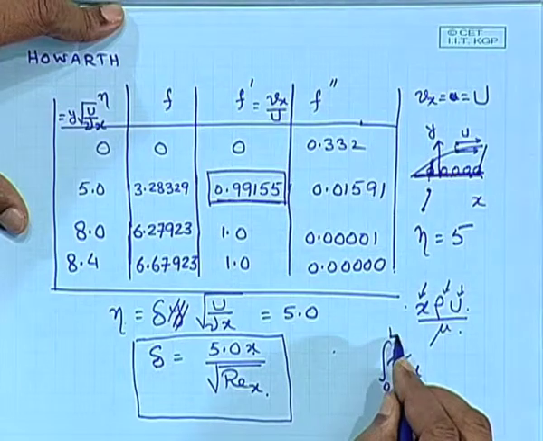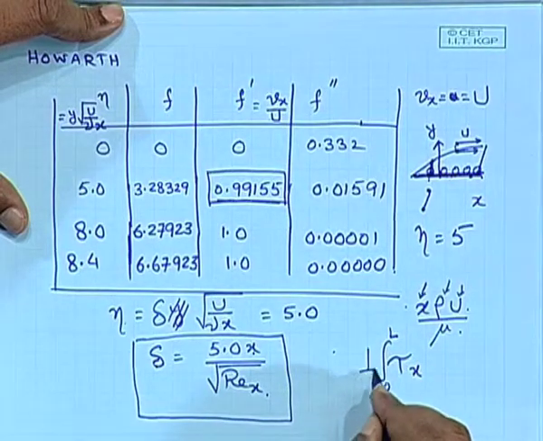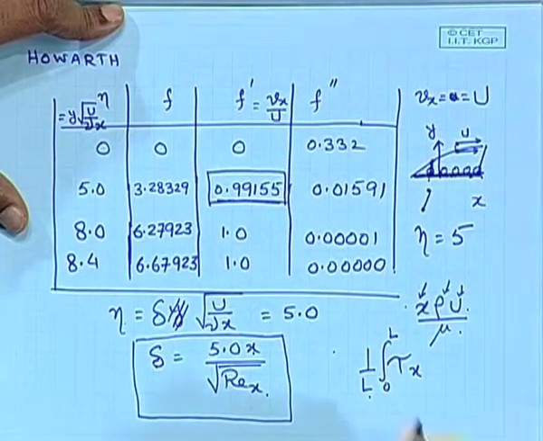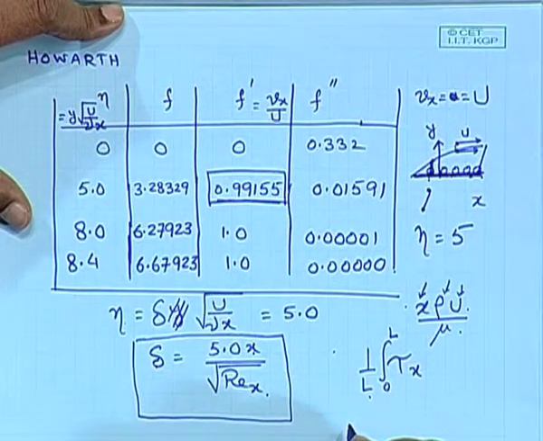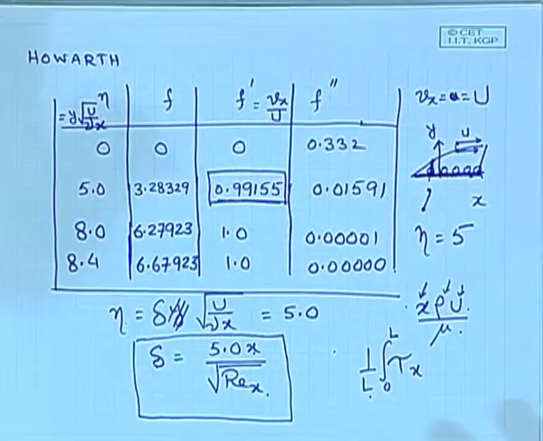So, if you have shear stress which is a function of x, you have to integrate it from 0 to L, where L is the length, and then divide it by L to find out what is the average shear stress, length average shear stress. Once you find that, multiply that with the area, you get the total shear stress.